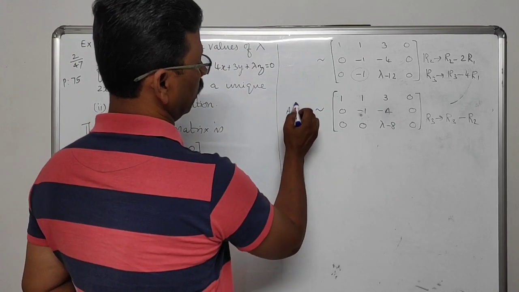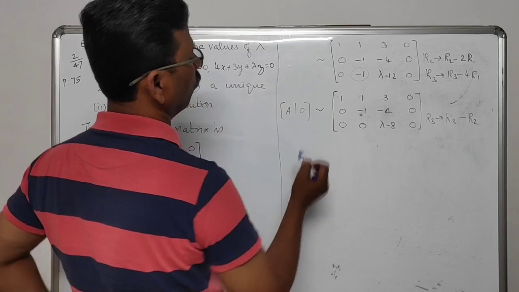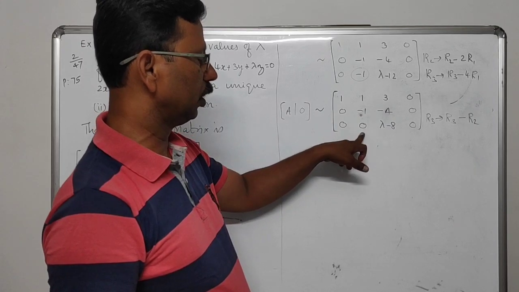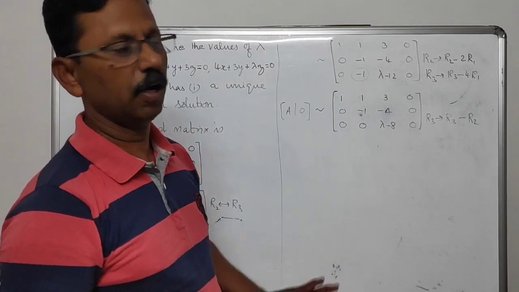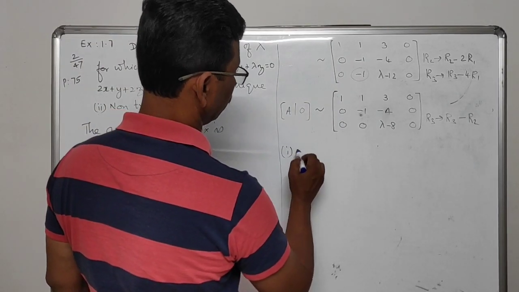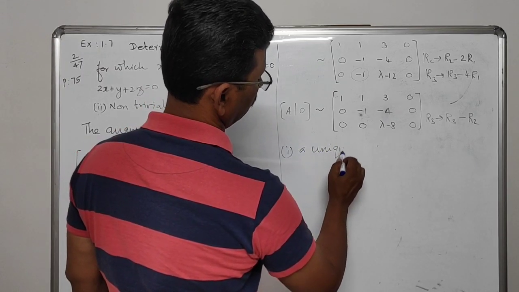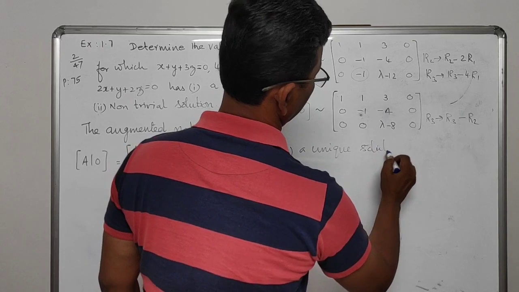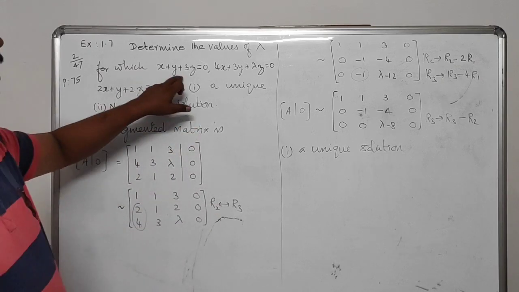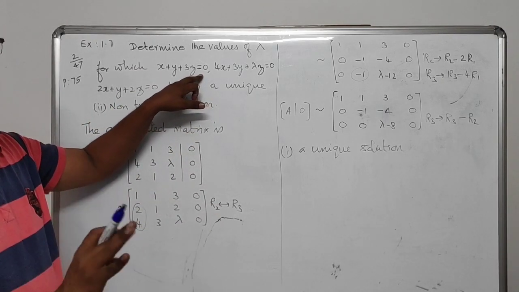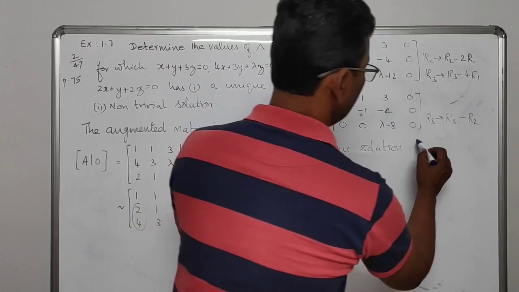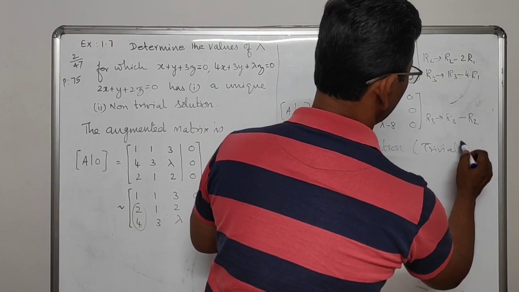Now this last equivalent matrix is in row echelon form. See, under the first non-zero element all are 0. In the second row, this is the first non-zero element, and under this are 0, so we can say it is in row echelon form. After doing this row echelon form, we have to discuss this one. First one, unique solution. A unique solution, you know very well, if we have 3 variables, rank must be 3. Then only we can say it has a unique solution.